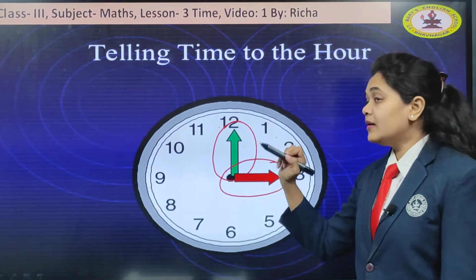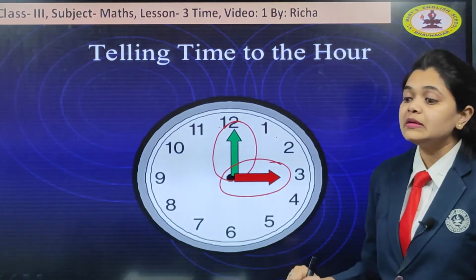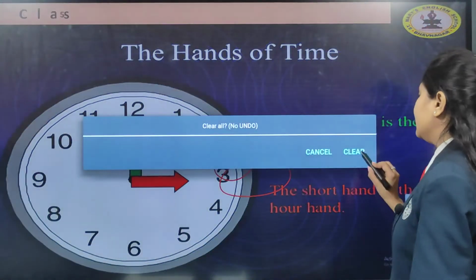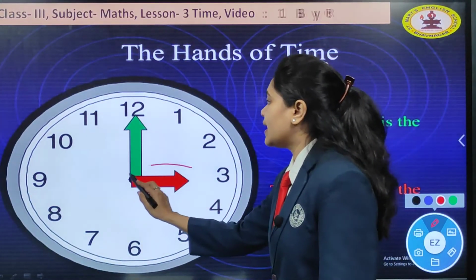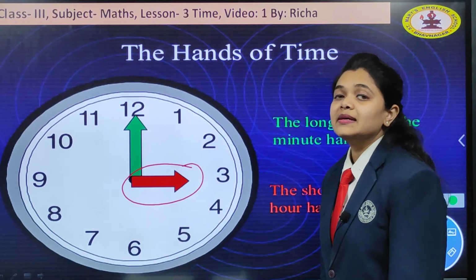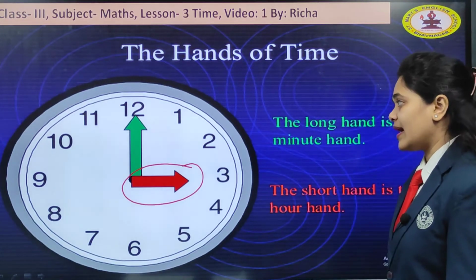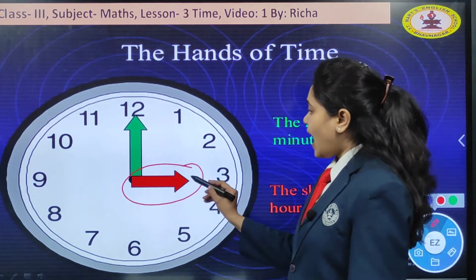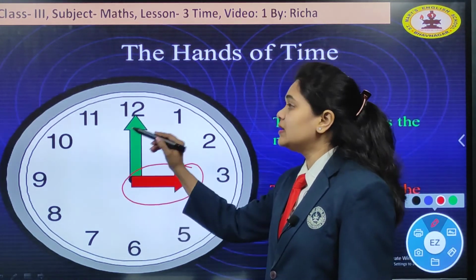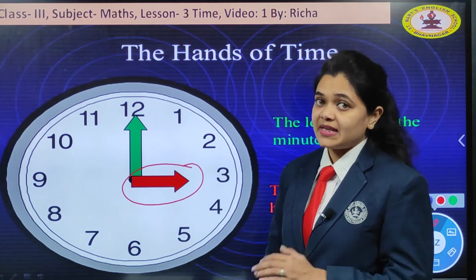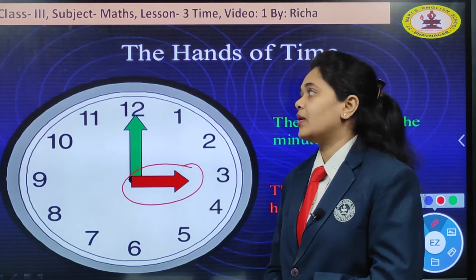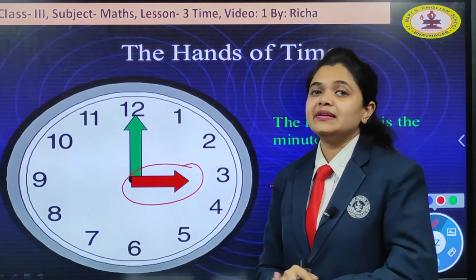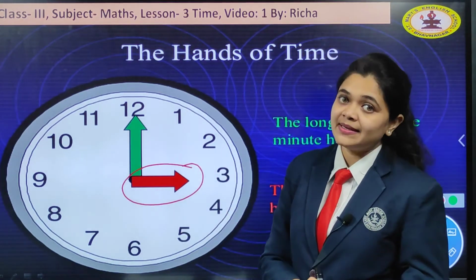The bigger arrow with the green color is known as the minute hand, and the shorter arrow, the red one, is known as the hour hand. Okay? Now children, as the hour hand moves further, we can determine the time according to the hour. And as the green color hand moves further, we can determine the time in minutes.